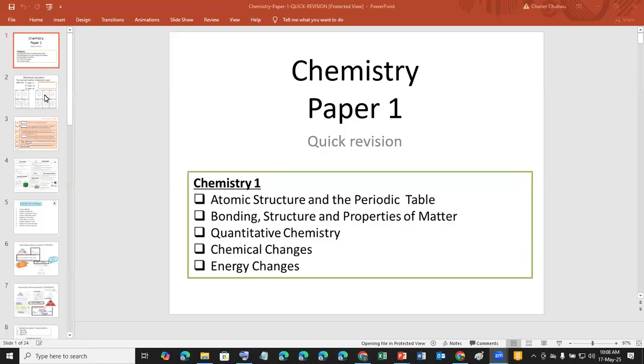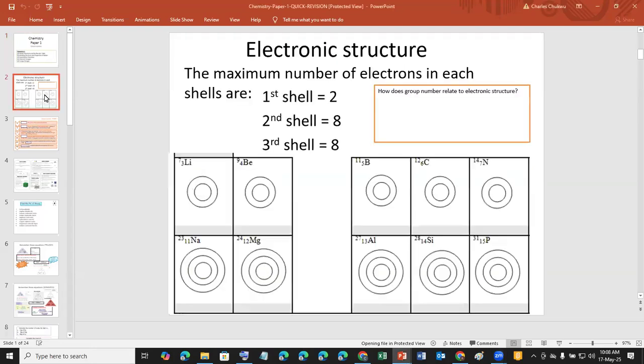All right. So these are the things that we'll be looking at for chemistry. Let's just go straight into it.